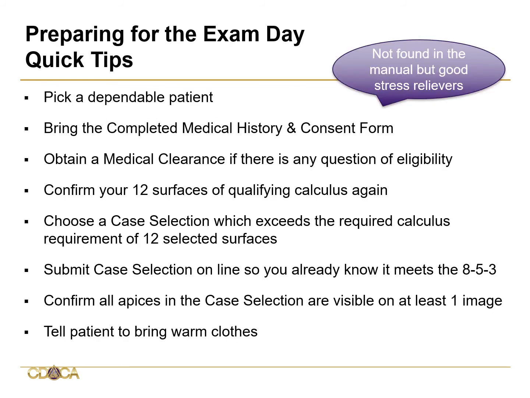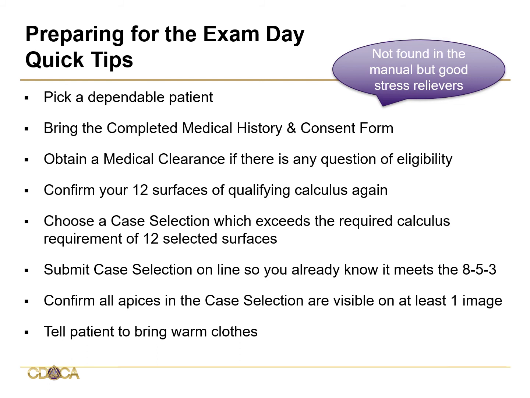There are ways that you can save time and feel more organized and calm on your exam day. First and foremost, select a patient that is dependable and you feel confident will come on the day of the examination. It doesn't help if the patient has a full mouth of qualifying calculus but doesn't show up on the day of the exam. Meet with your patient within 30 days of the examination and complete the medical history and consent forms. On exam day, retake the blood pressure and have the patient sign and date the medical history and consent forms. If any medical condition may cause a question as to the patient's eligibility, get a medical clearance from the patient's physician.